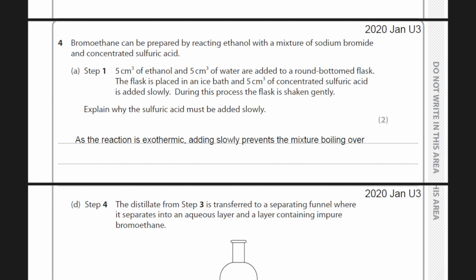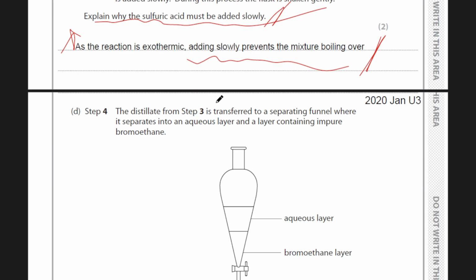Moving on, bromoethane can be prepared by reacting ethanol with a mixture of sodium bromide and concentrated sulfuric acid. Explain why the sulfuric acid must be added slowly. Because the reaction is exothermic, adding slowly prevents the mixture from boiling over. This is very important, because since the reaction is exothermic and the products produced are volatile in nature, if we add it slowly, then the reaction will take place in a slow, balanced manner.